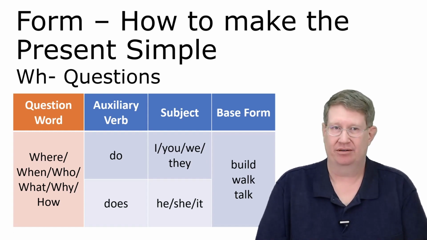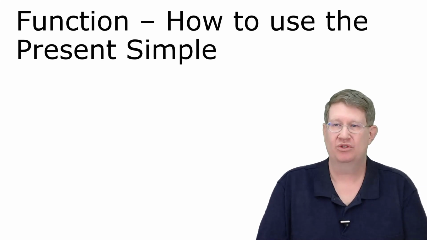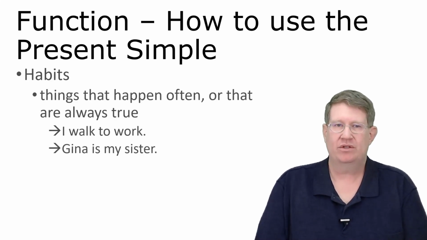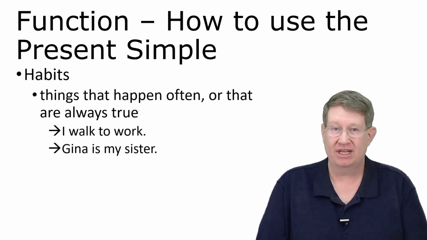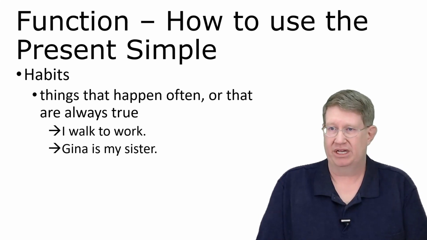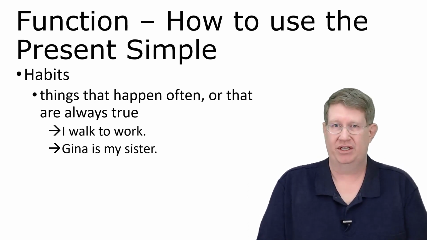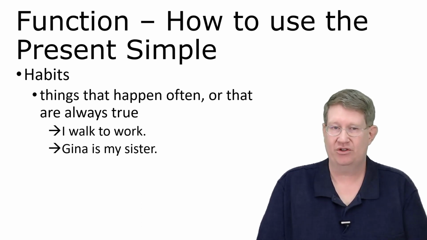That's the easy part. Here's the more important part, the function, which is how to use the present simple. We use the present simple for habits, for things that happen often, or for things that are always true. I walk to work. That's how I get there. I don't take the bus. I don't drive. I walk. Gina is my sister. Well, Gina has been my sister for a very, very long time. Gina will be my sister for a very, very long time. This is just something that it just is the way it is. Okay? It's always true.